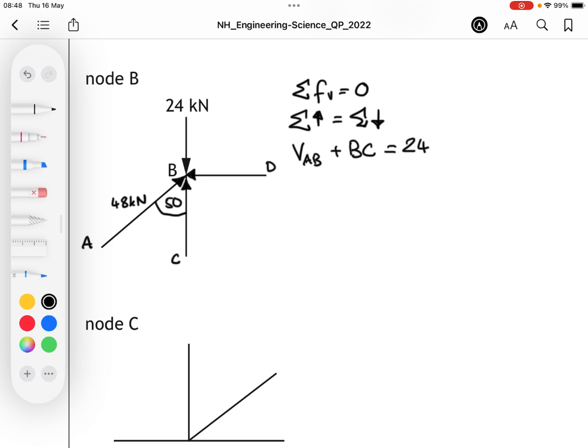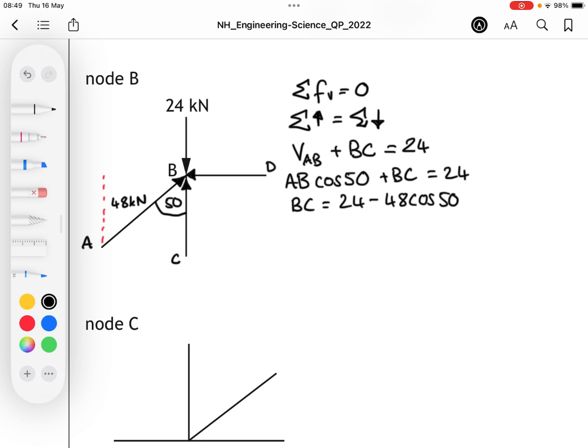Vertical component of AB, I'm trying to find this bit here, is AB cos 50, or you could do AB sine 40. Both of them are valid, it just depends which way around you want to write it. Plus BC, which we don't know, and that's all equal to 24. And so rearranging that, because we know AB, we can say that BC is equal to 24 minus 48 cos 50. All I've done there is taken our answer for AB and popped that in.